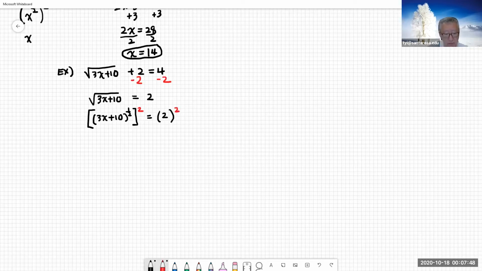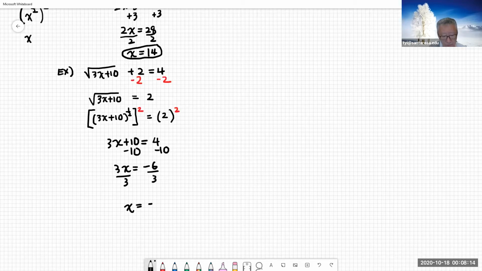So on the left-hand side, we're going to have what? 3x plus 10. And you're going to get 4. Now we're going to subtract 10 on both sides. So that means I got 3x equals minus 6. And divided by 3, x equals minus 2.